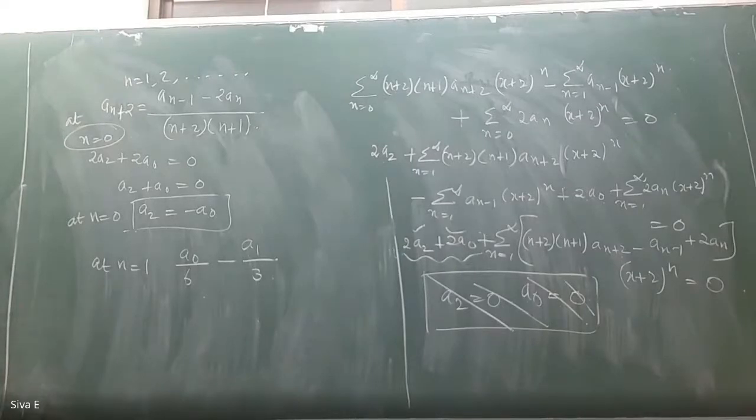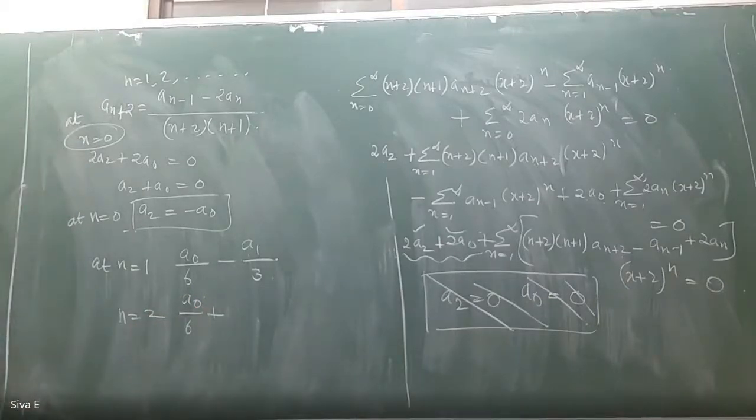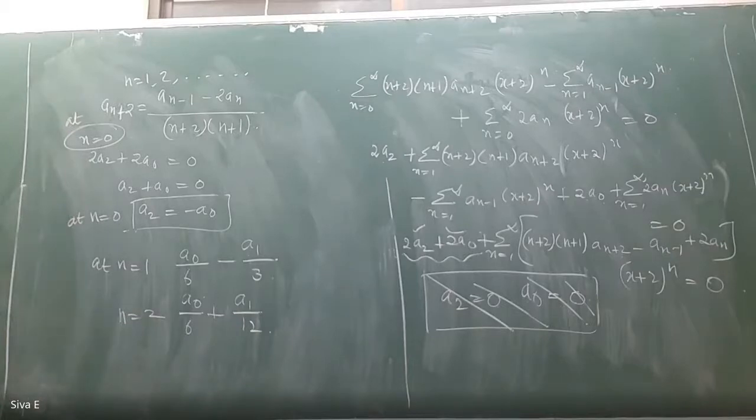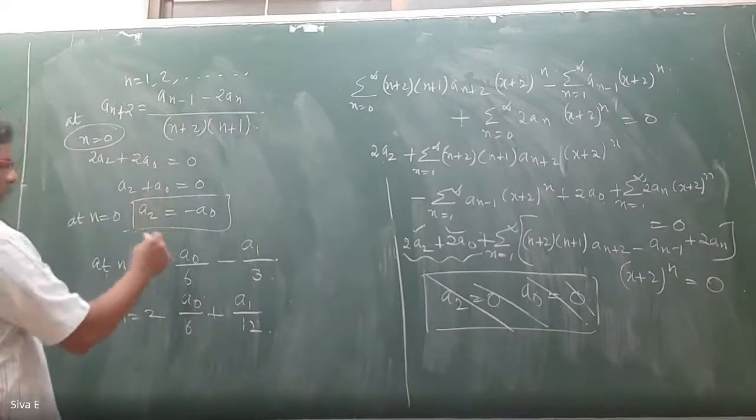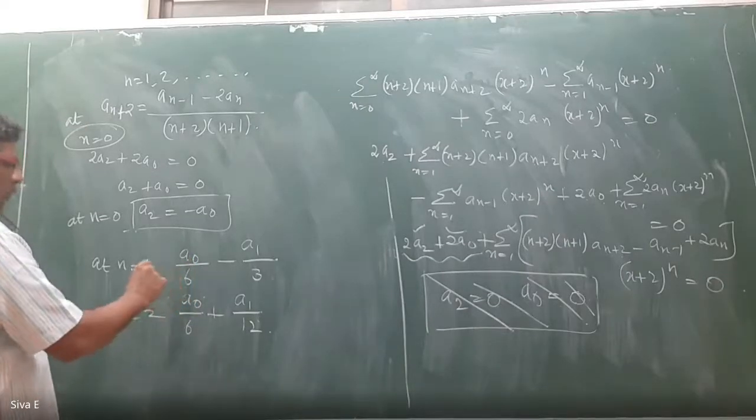Similarly, for n equal to 2, a0 by 6 plus a1 by 12. For n equal to 3, don't get confused. Here minus is there. Already we are finding that a0 value here. If you are substituting that value, we will get the answer.